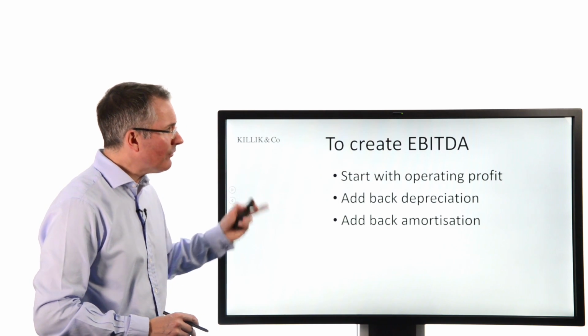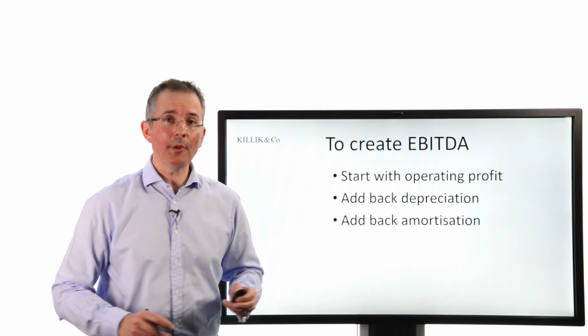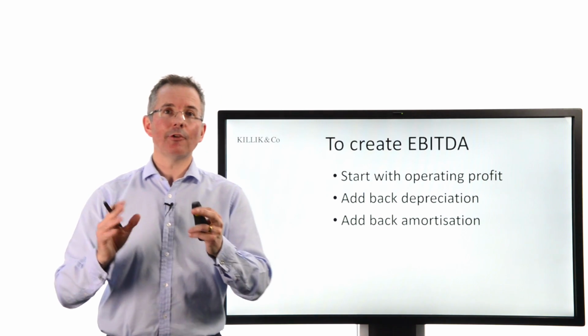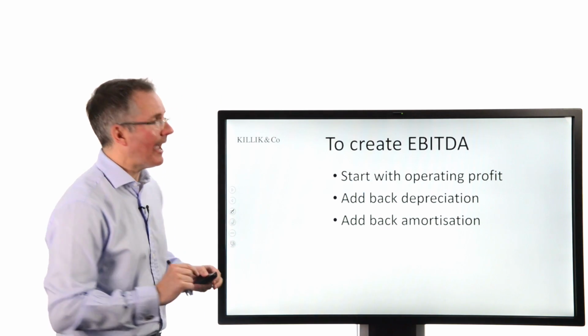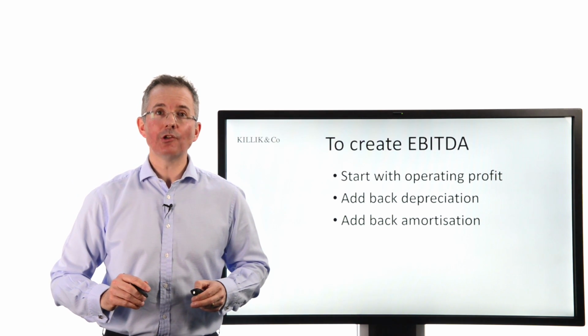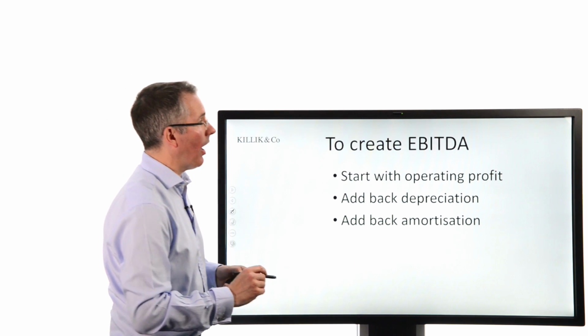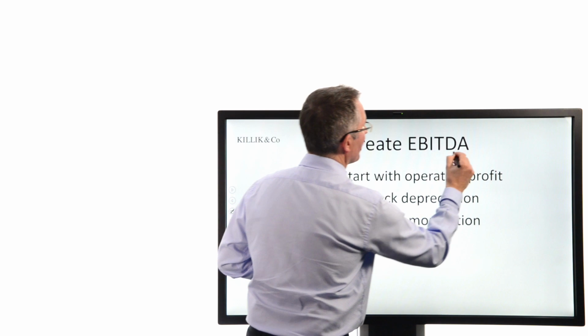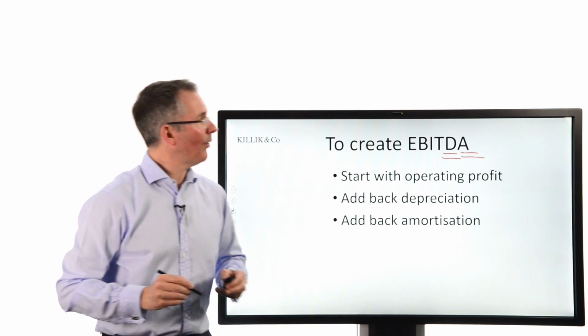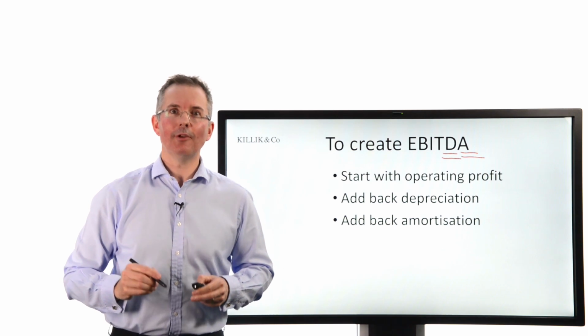Well, to create EBITDA, first of all, you start with the operating profit number. Now, most of you won't have to do this at home, but it's just to give you a flavour as to where it comes from. Add back the annual depreciation expense and add back the annual amortization charge. Hence, EBITDA: earnings before interest, tax, depreciation and amortization. Or earnings before dodgy items, if you like.